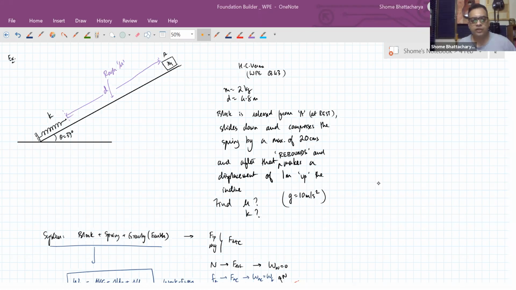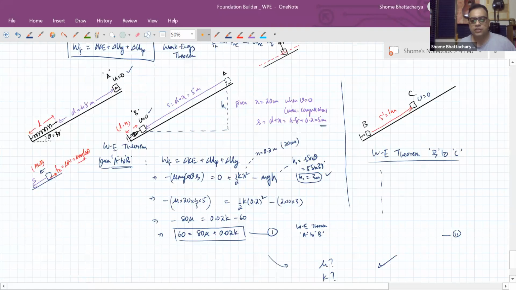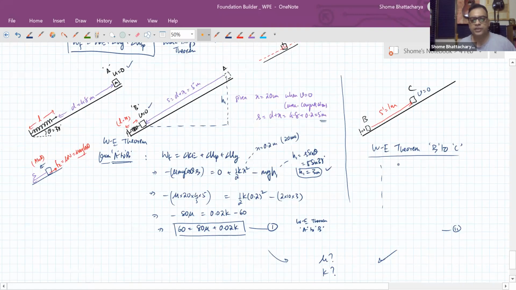Yes, Uday, very good. You have done the calculation correctly. So now see, we have to just write the equation from B to C. So what is happening from B to C? At B the initial velocity is 0, at C the velocity is 0. So the change in kinetic energy will again be 0. When we are going from B to C, work done by friction is change in kinetic energy plus change in gravitational potential energy plus change in spring's potential energy.